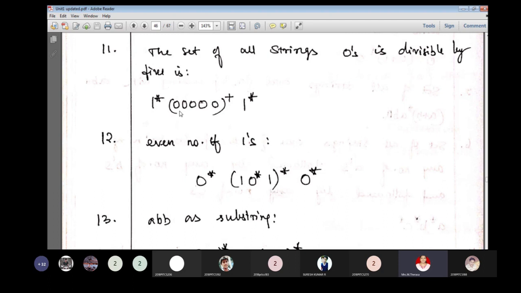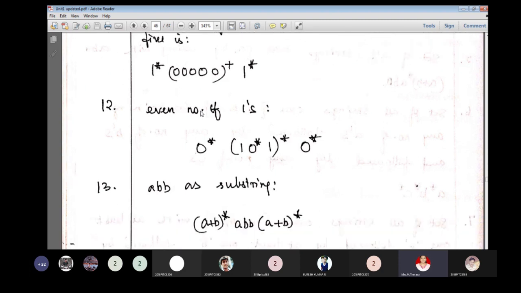Okay, so 5 is divisible by 5, 10 is divisible by 5, 15 is divisible by 5. In order to generate that, (00000)⁺, that is, 5 zeros to the power plus. What does that mean? One or more repetitions of this string, that is 5 zeros, 10 zeros, 15 zeros. Like that you can generate. Okay, clear? Then even number of ones: (0*10*1)*0*.